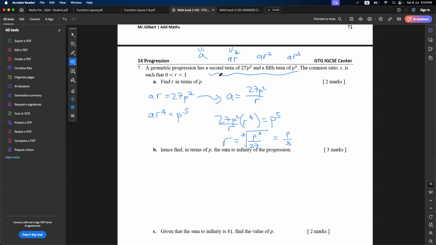Yeah, because I follow the order. AR to the power 4 over AR is equal to P5 over 27P squared. So you have R cube is equal to P to the power 3 over 27. R is equals to the cube root of P cubed over 27, which simplifies to P over 3. Same thing. Okay.